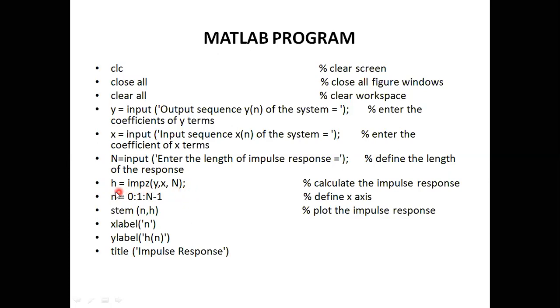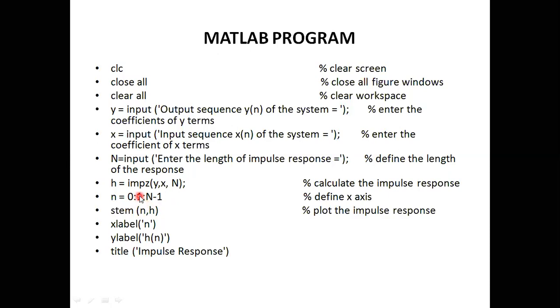Clear? Now that impulse response, you need to plot it. For plotting, let's say I'm defining the x-axis. The x-axis is your n and the y-axis will be your h of n. I define the x-axis from 0 to n minus 1. Why n minus 1? Because n is the length of the impulse response. If the length is 5 and it starts from 0, then 0, 1, 2, 3, 4. That's why n minus 1.